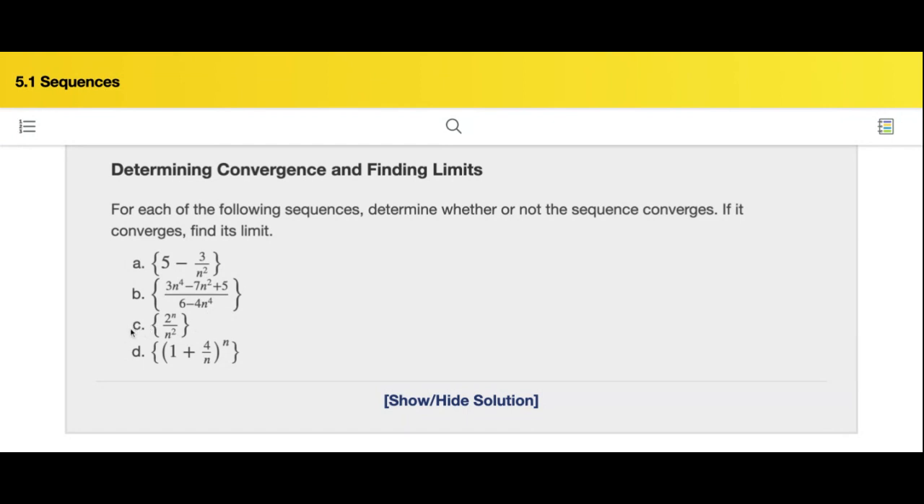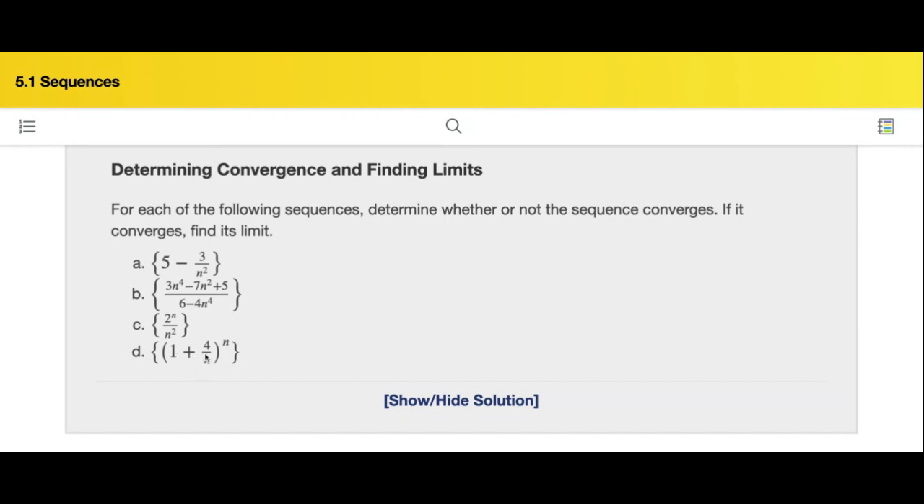What about C? Well, C is different, right? In C, the numerator is an exponential function and the denominator is a quadratic function. So we can do a mathematical analysis: which function dominates? In this case, the exponential function dominates, right? The exponential function grows very fast, much faster than the quadratic one. So this one goes to infinity, the limit does not exist, so that's divergent.